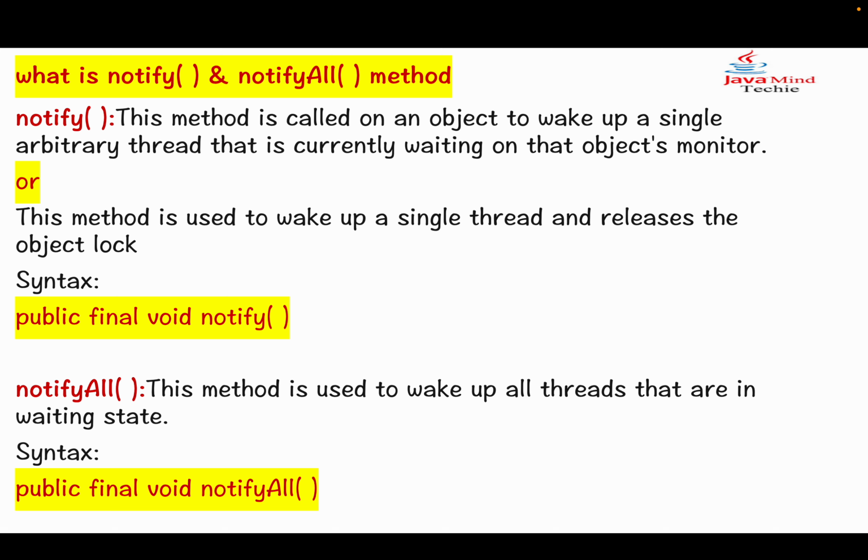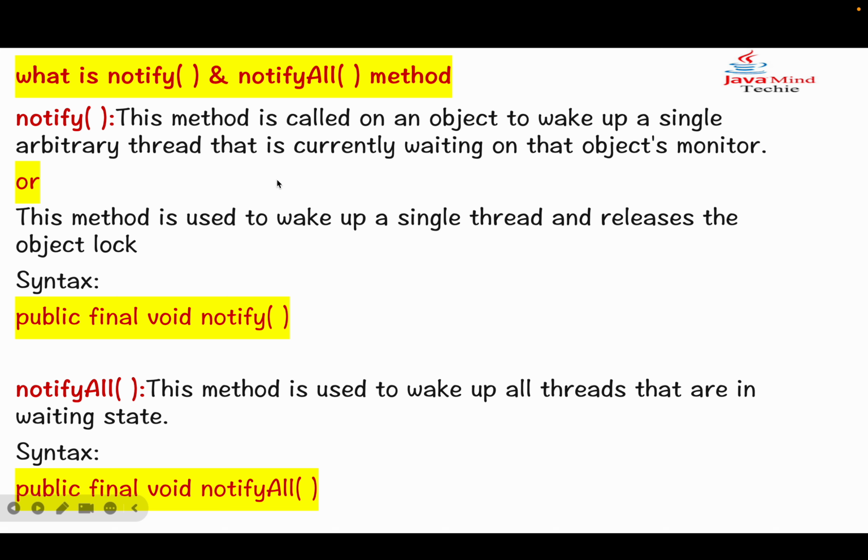Or you can also understand the notify method in a different way. This method is used to wake up a single thread and release the object lock. Okay, see, that is the syntax: public final void notify. Similarly, we have another method, notifyAll. This method is used to wake up all threads. In notify, you can see only a single thread, right?